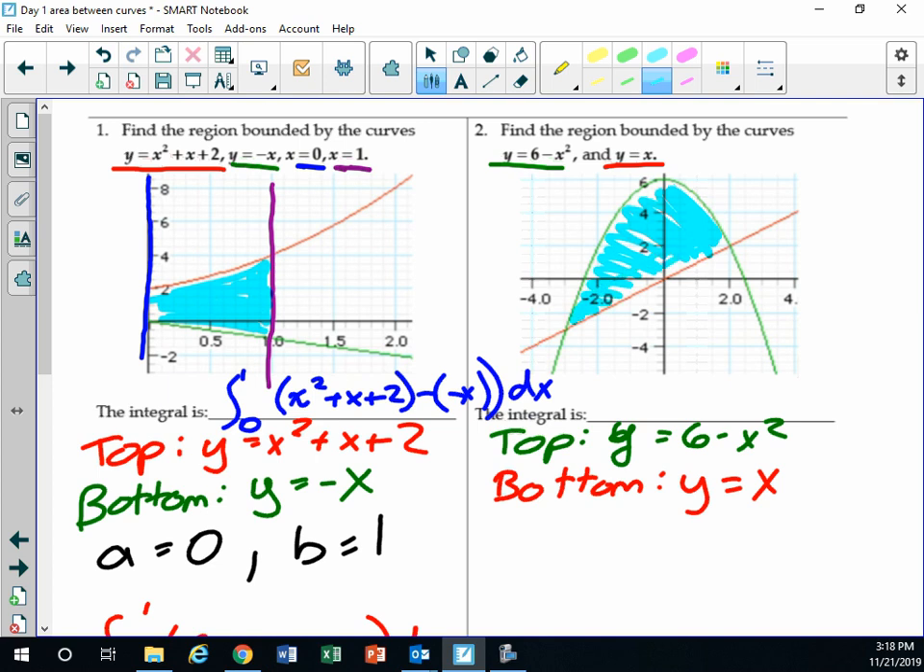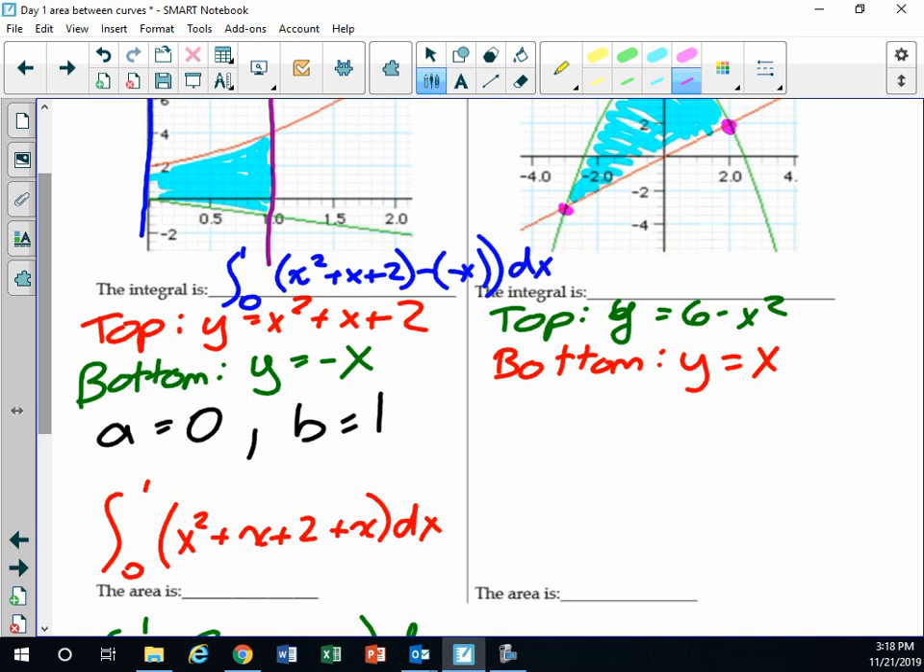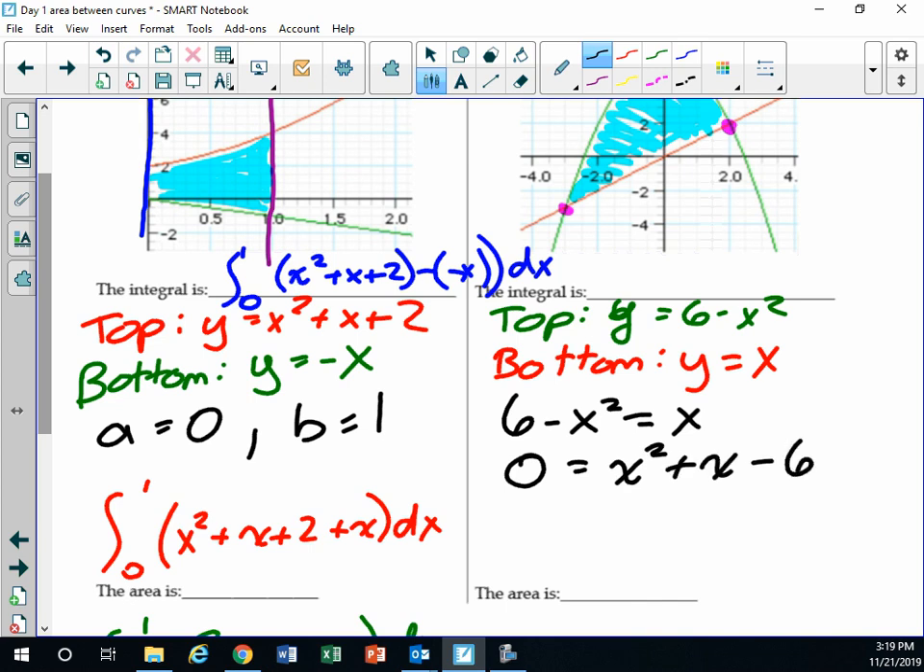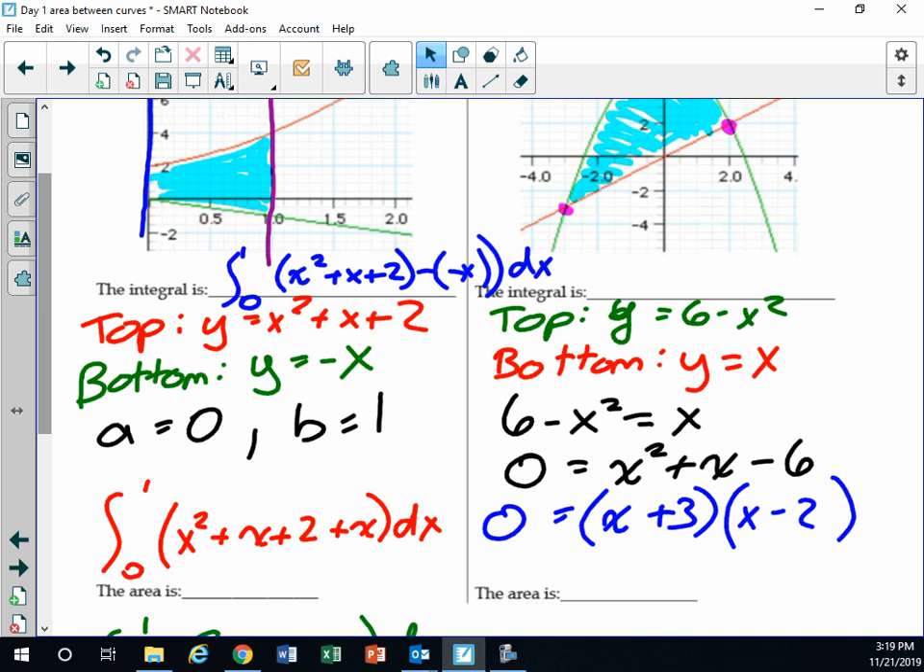So what do you literally need to know? You need to know where these two graphs intersect. So how do I find where two graphs intersect? I literally set them equal to each other. Now I'm going to move it so that my x squared is positive because I like to solve things when x squared is positive. So I'm moving the x squared to the right hand side and I'm moving the 6 to the right hand side. That gives me 0 equals x squared plus x minus 6. And when I factor this into 2 separate pieces, I'm going to get x plus 3 and x minus 2 equals 0, which means that x is equal to negative 3 and 2.